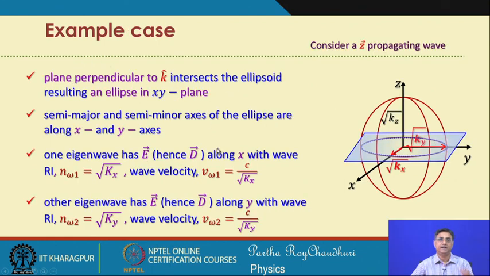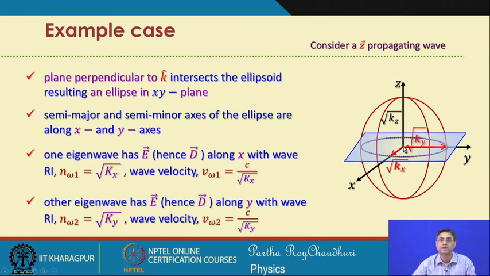Okay. So, let us study an example situation, that the plane perpendicular to k intersects the ellipsoid, resulting in an ellipse in the x y plane. That means that the wave is travelling along the z direction. Since the wave is travelling in the z direction, we construct a plane which is perpendicular to z, and this will intersect the ellipsoid in an ellipse. The ellipse will lie in the x y plane.